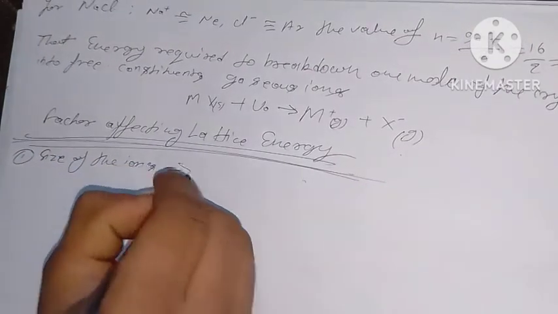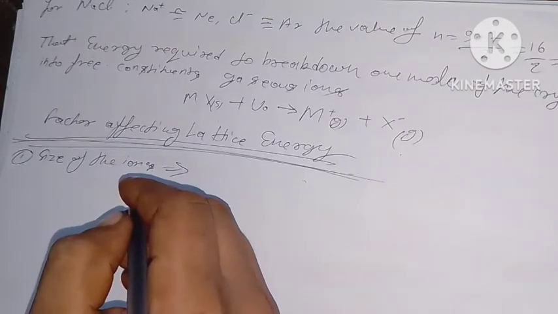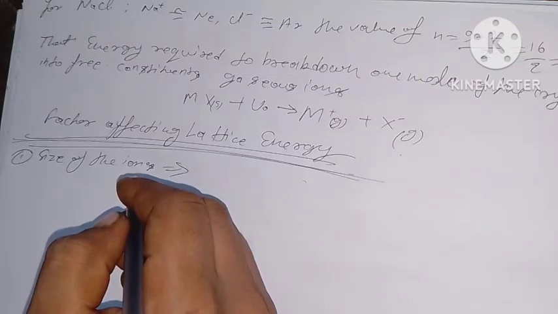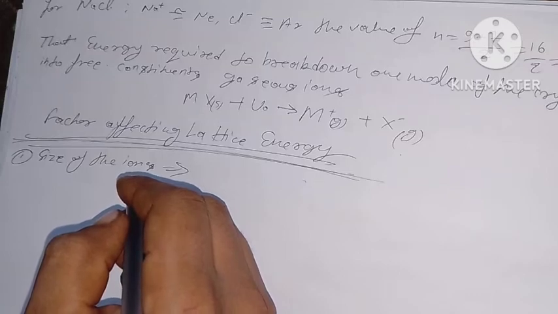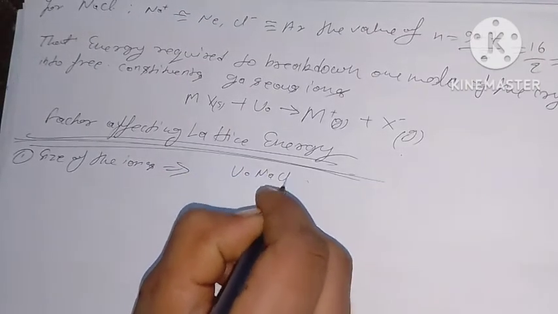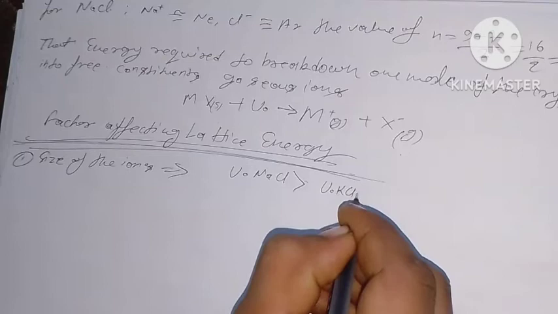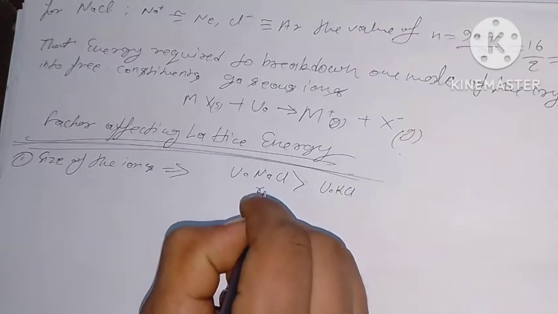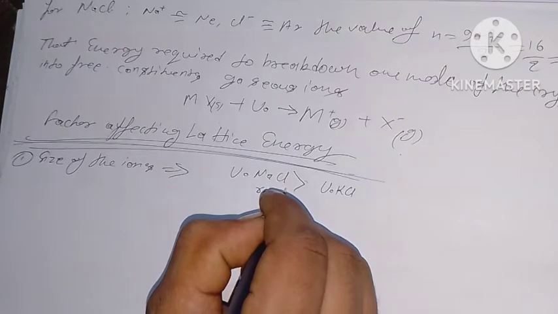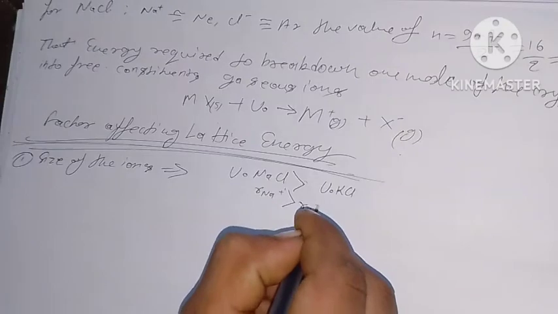Size of the ions. Lattice energy varies inversely as the internuclear distance between the oppositely charged ions in an ionic crystal. Thus, the larger the size of the ions, the lower will be the lattice energy. Then U naught of NaCl is greater than U naught of KCl because the sodium positive ion is smaller than the potassium positive ion.